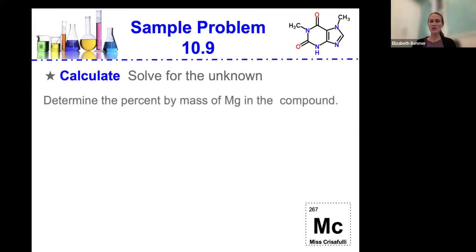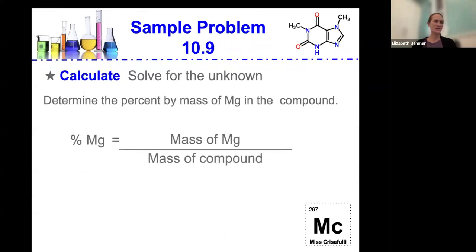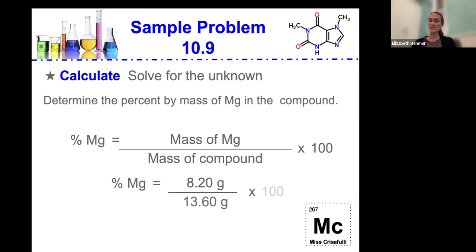So let's solve for the unknown. We'll determine the percent by mass of magnesium in the compound. The percent magnesium equals the mass of magnesium divided by the mass of the compound, multiplied by 100. The percent magnesium equals 8.2 grams, which we got from subtracting the grams of oxygen from the total, divided by the mass of the compound, 13.6, times 100. After canceling the grams, we get percent magnesium is 16.29% magnesium.